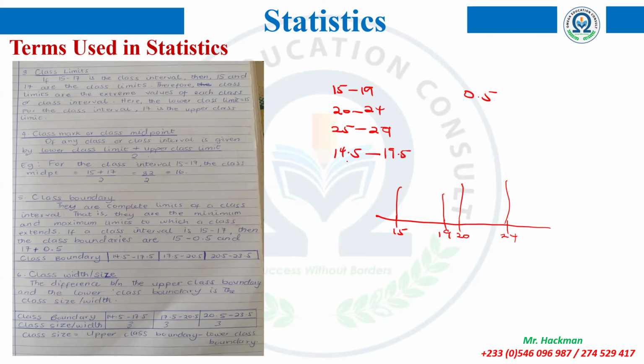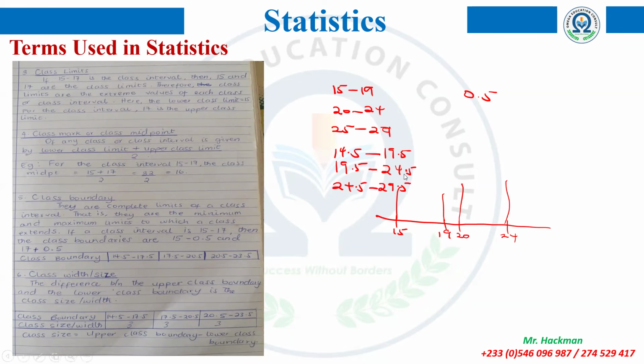Then you come to the next class. This is lower, you subtract your 0.5, which gives you 19.5. This is upper, the 24, you add, so 24.5. Is my point well made? Then the last class: the lower you subtract, so that will give us 24.5, and the upper you add, so that will give us 29.5.